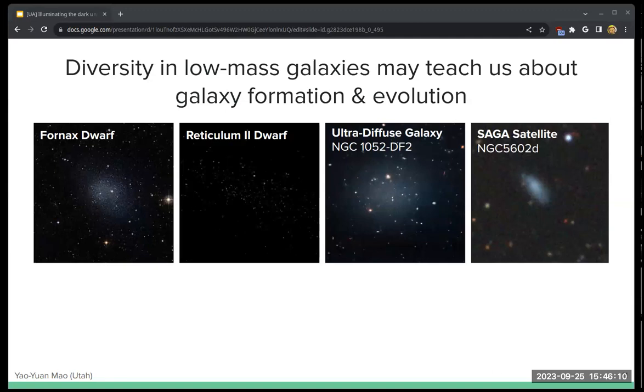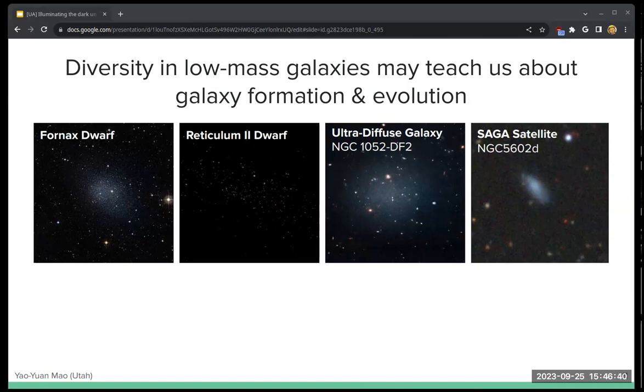Okay, so the low mass galaxies, if you remember from earlier, span a very, very wide range of stellar masses, which also means they have a lot of diversity in terms of their morphology, their stellar content, their color, their star formation rate, etc. So being able to survey a wide range of low mass galaxies can really help us get an understanding of galaxy formation and evolution.